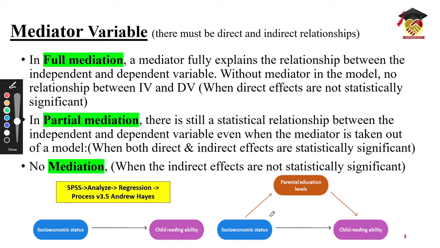Partial mediation means both the direct path and the indirect path should be significant. That means this path should be significant and this path also should be significant. Then we call it partial mediation. No mediation means this indirect path is not significant, but only this direct path is significant. Right? Okay. So that's all about the definition of the mediating variables.